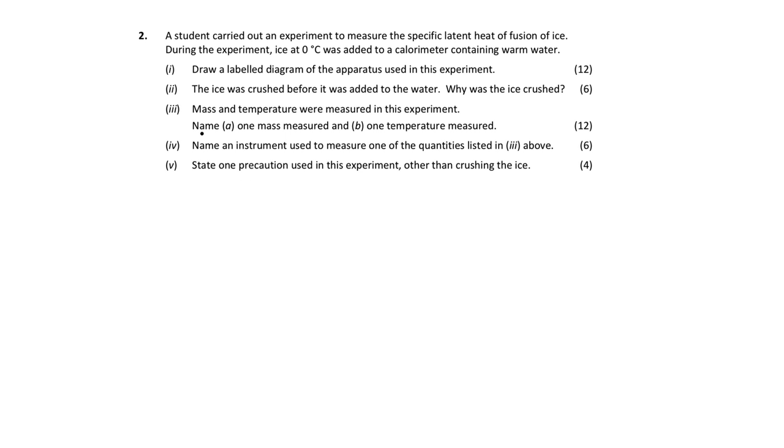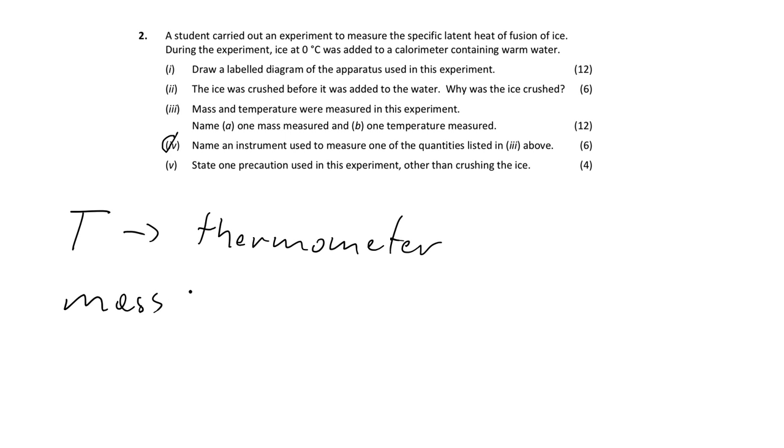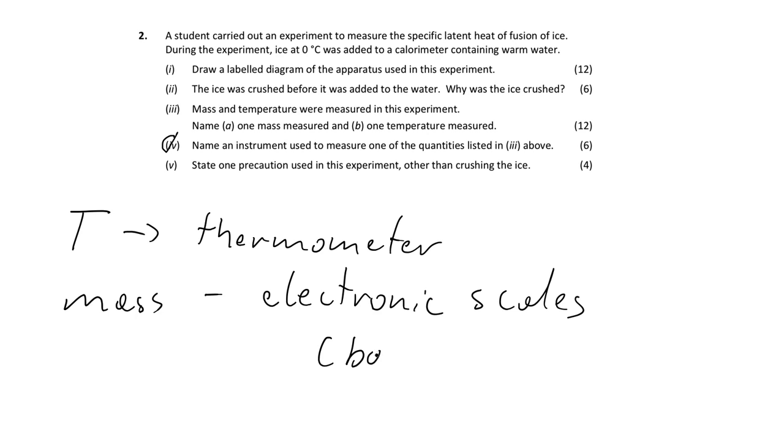Next, we're asked to name an instrument used to measure one of those quantities listed above. So to measure temperature, let's call temperature T, we use a thermometer. And to measure mass, we can say that we use electronic scales or balance.